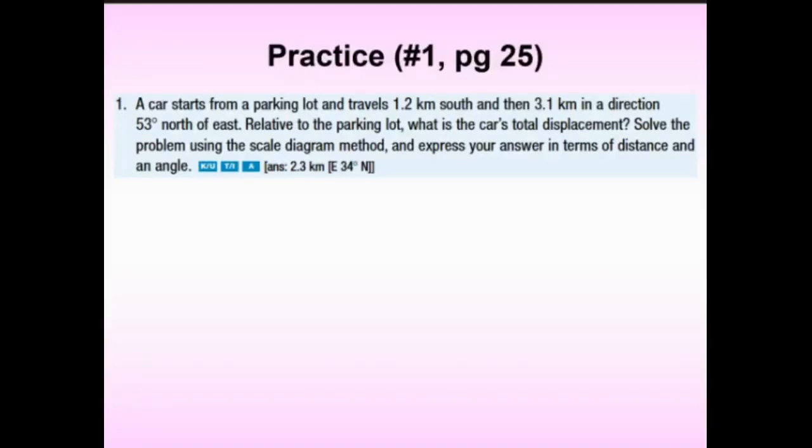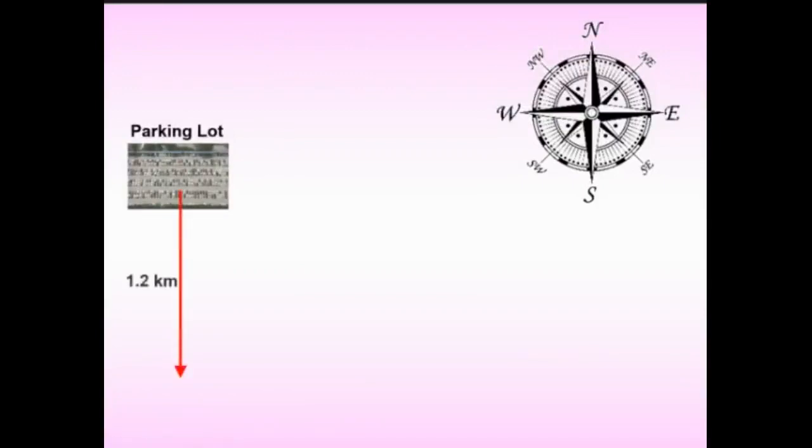Okay, so let's go with the diagram. All right. So obviously the diagram would look like this. So here's the parking lot. Which way did you move first? South. So that means, according to this regular compass, we go south. And again, I didn't even measure it. I just estimated it to be what?